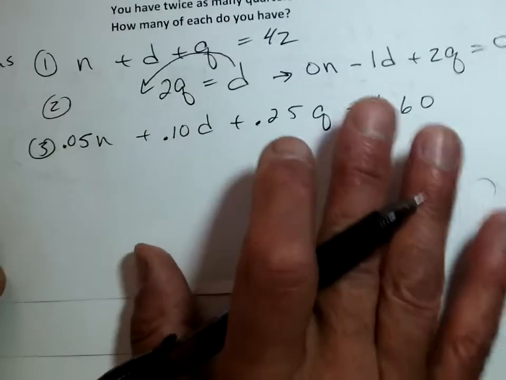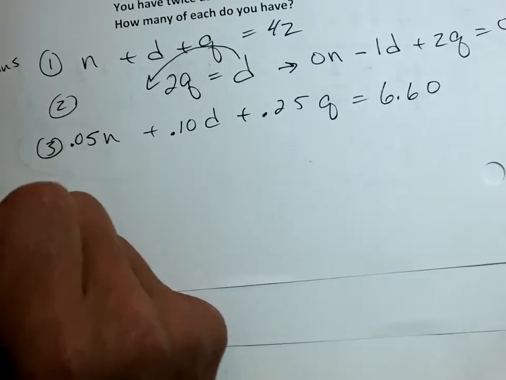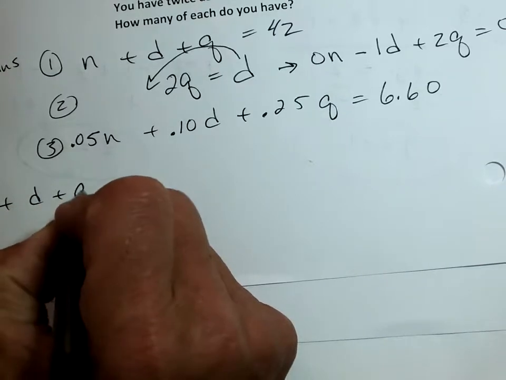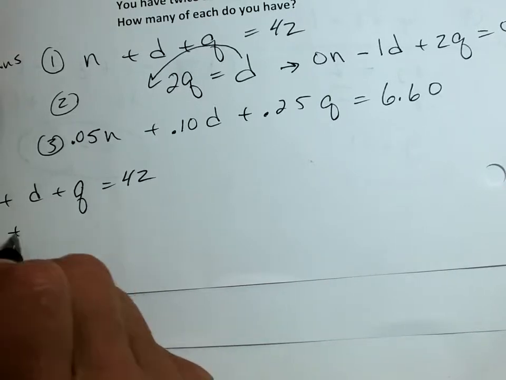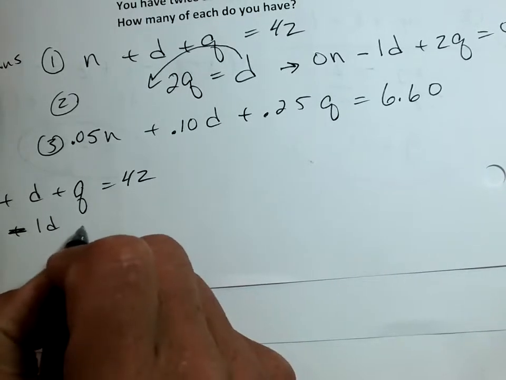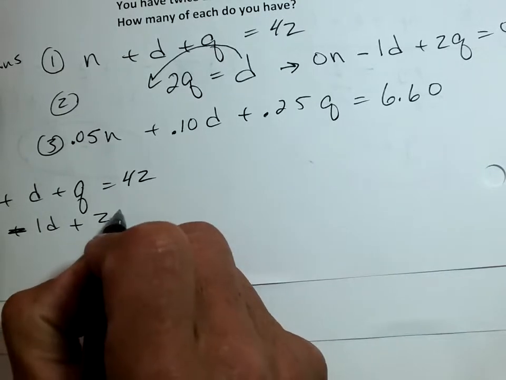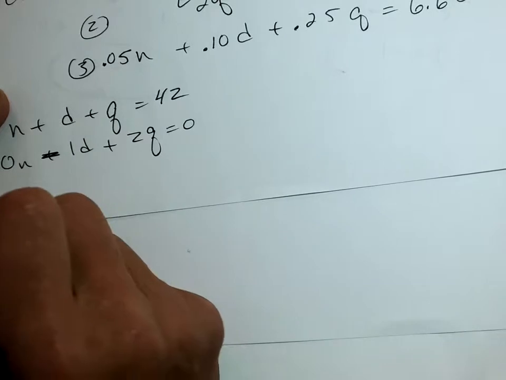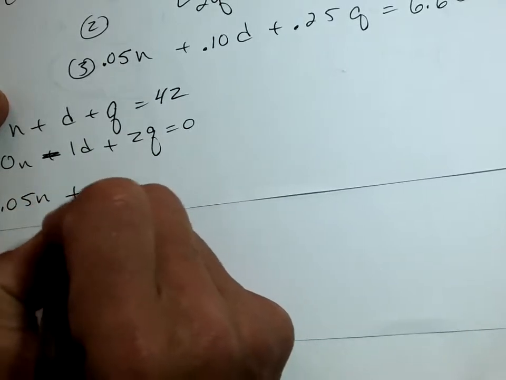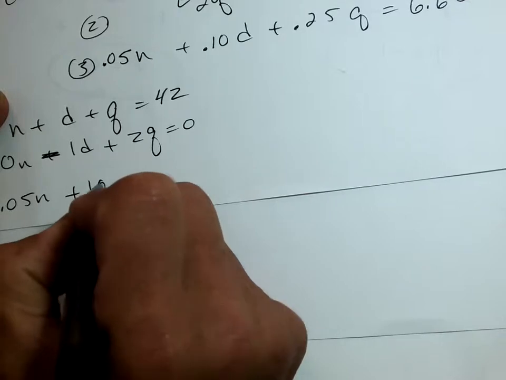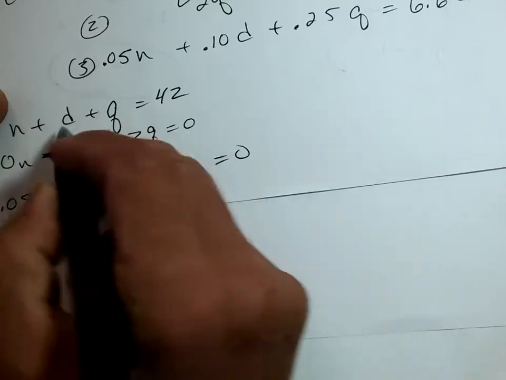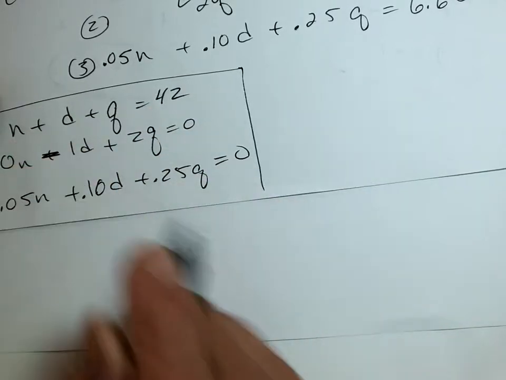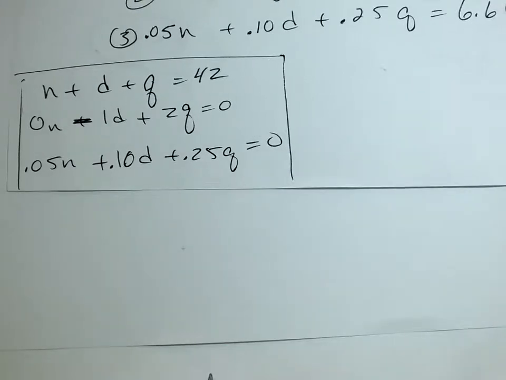So if I line these up, let me go ahead and rewrite them. Okay? So my 3 equations are this. N plus D plus Q equals 42. I have a 0n plus, whoops, minus, my bad, minus 1d plus 2q equals 0. And I have a 0.05n plus a 0.10d plus a 0.25q equals 0. Okay, now, can I make a matrix out of that? Sure, right? I can make a matrix.